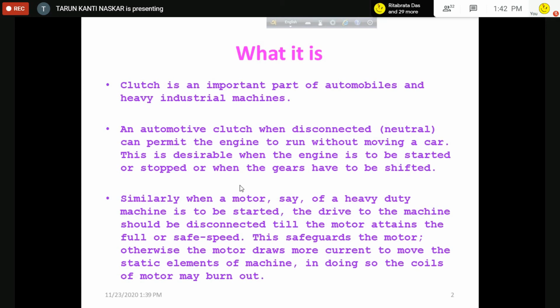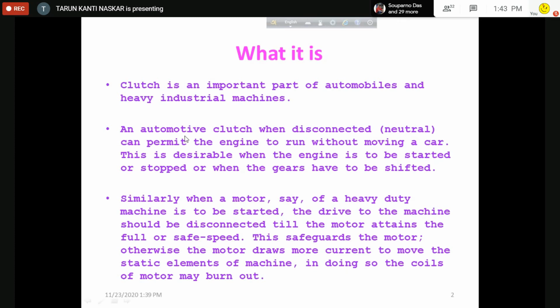So before that time, at the start point, if you connect the clutch, what will happen? The entire static load has to be moved. The motor should try to move it. So what will be the position for the motor? The more current it will try to draw. More power it has to draw, and for that the coil may be burnt out. So before the motor attains the full speed, you keep the clutch disconnected. This is the position. Is it okay?